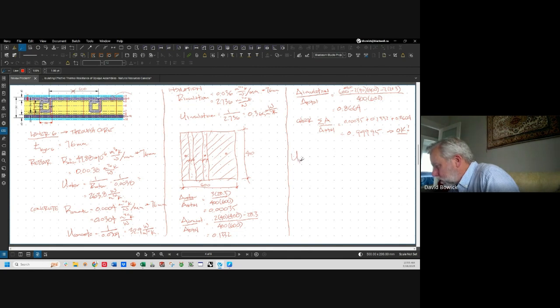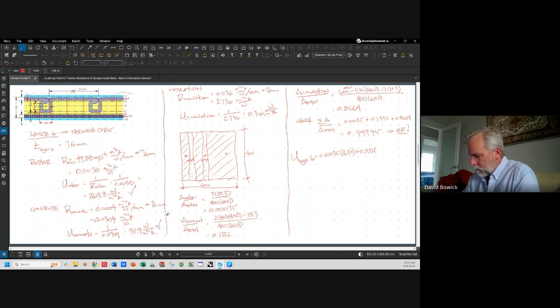So U layer 6 equals 0.00035 times the rebar U value, which is 263.8, plus 0.1332 times the concrete U value, 32.9, plus 0.8664 times the insulation U value, which is 0.365.